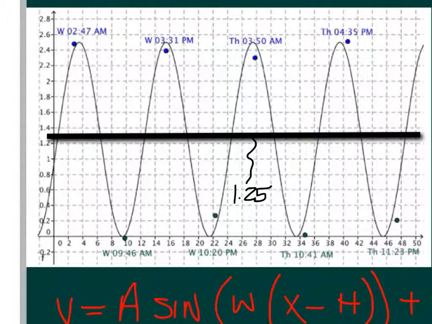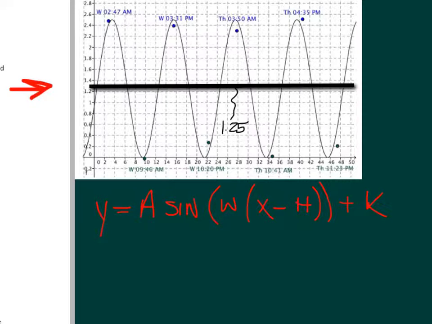Okay, so if we have a midline of 1.25, and this stuff is touching the x-axis down at the bottom, where could I put that 1.25 into this function? Would it be for the a, the w, the h, or the k? Not the w, not the h. Not the x. The k. Alright, so we'll start there. That eliminates pretty much everything. So we'll keep this, and we'll go plus 1.25.